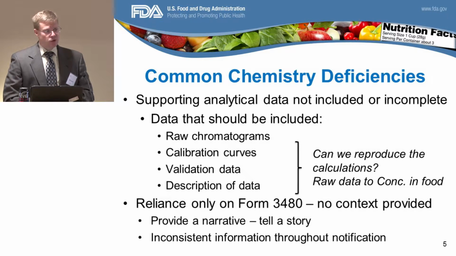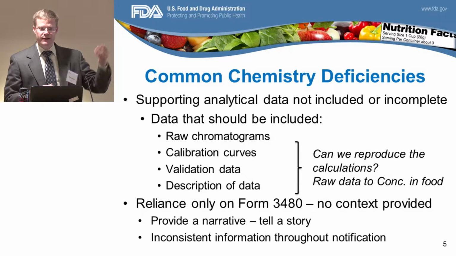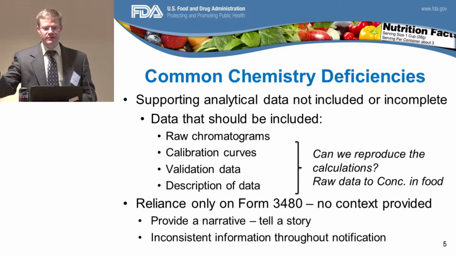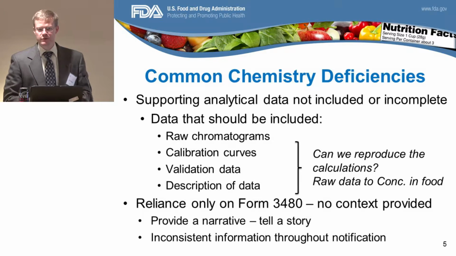We want sample chromatograms. You don't have to give us all of them, but sample chromatograms for all your different measurements. Calibration curves. And make sure the calibration curves actually match, so I can take a raw number, peak area, and run it through the calibration curve, and I'll actually end up with the concentration in the food that you're actually claiming that you calculated out.